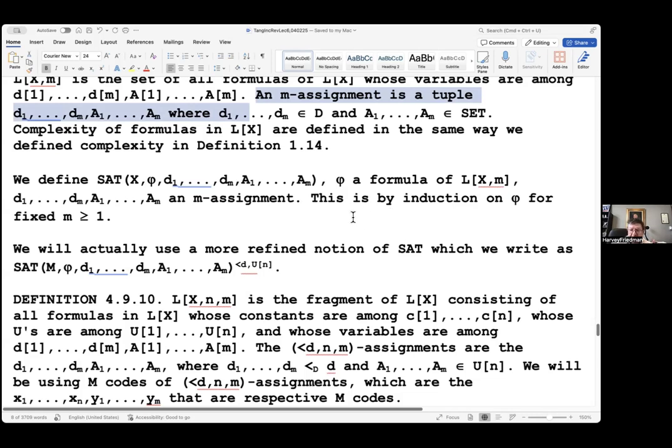And then we want to transfer back from statements made in this new structure X back to M. So for this purpose we actually need something a little bit more refined, namely SAT when we put less than D and U of N on top. And that means that the first order quantifiers range over less than D, and the second order quantifiers range over U of N.